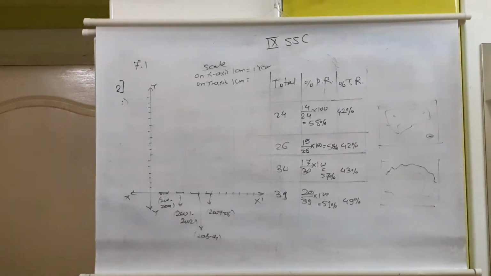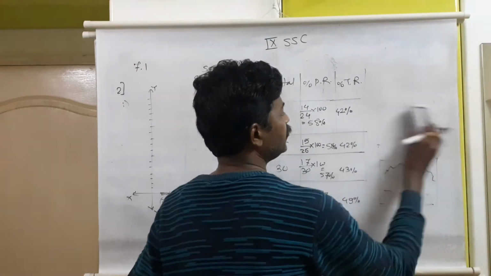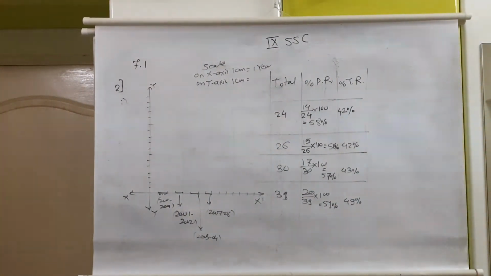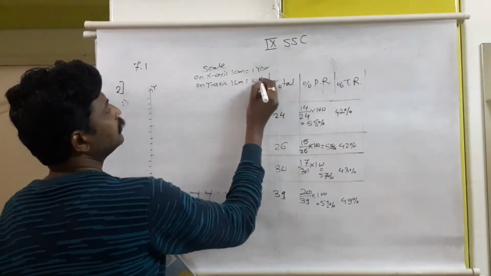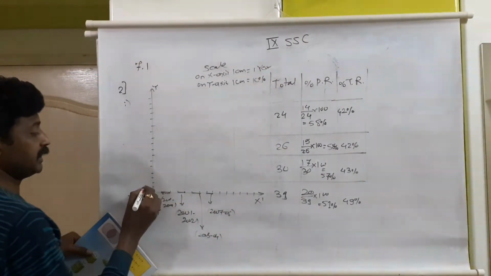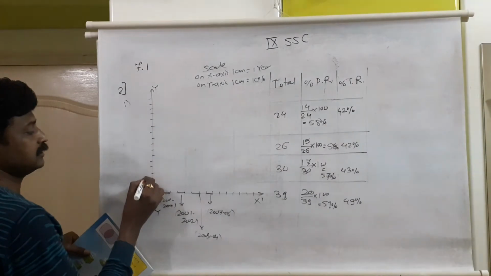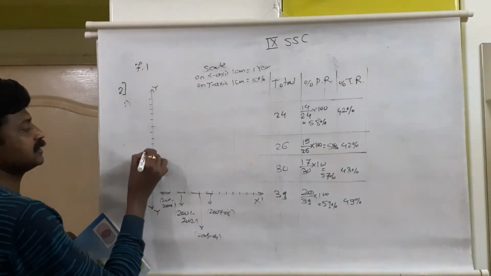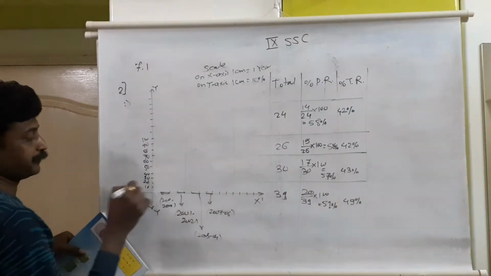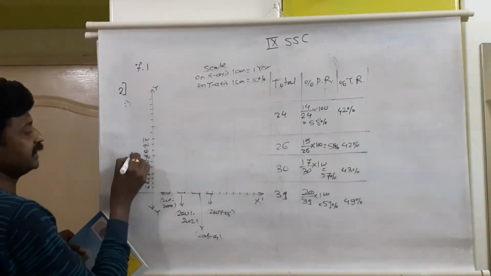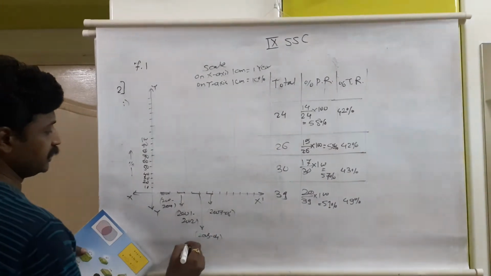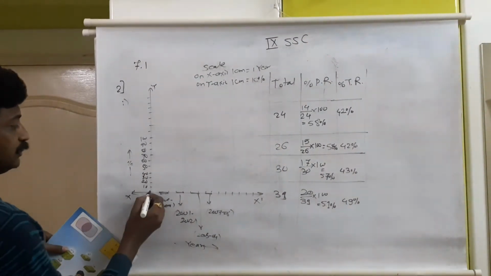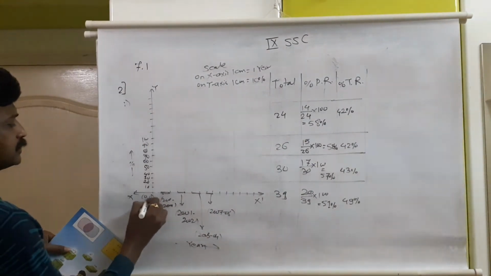Now, the scale on the y-axis: we will take 1 centimeter equal to 10%. So 10 centimeters will be required there. It will be 10%, then 20, 30, 40, 50, 60, 70, 80, 90 and 100. Here we have percentage and here we have years, or classes you can consider, on the x-axis. Origin is 0, 0. It's okay.